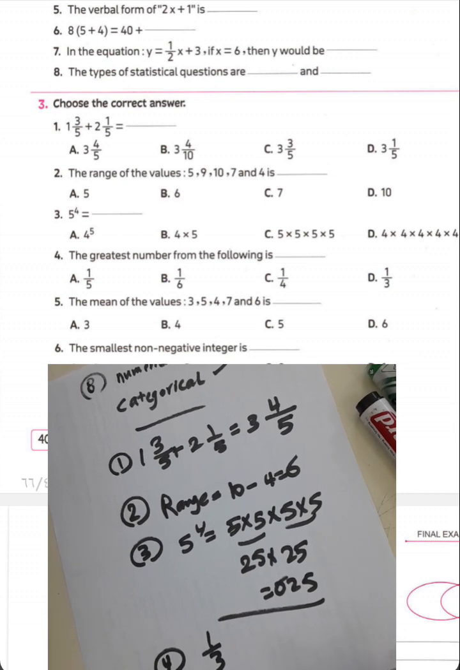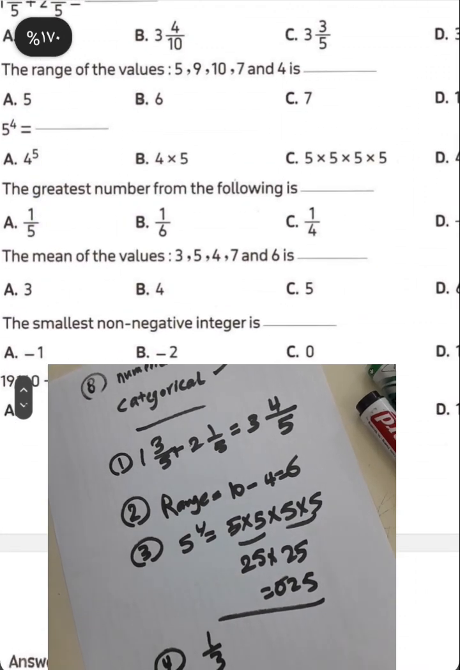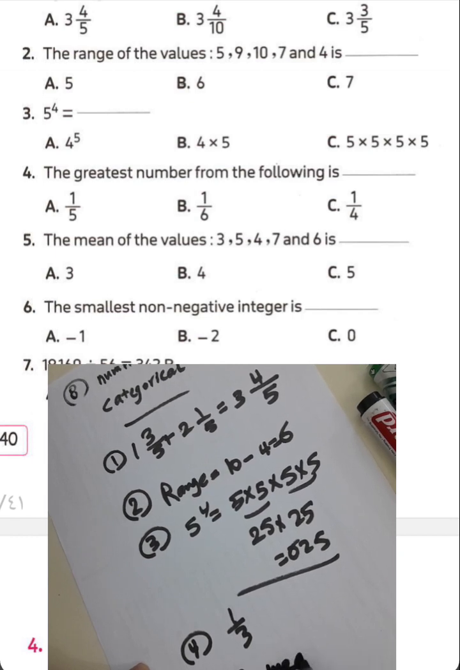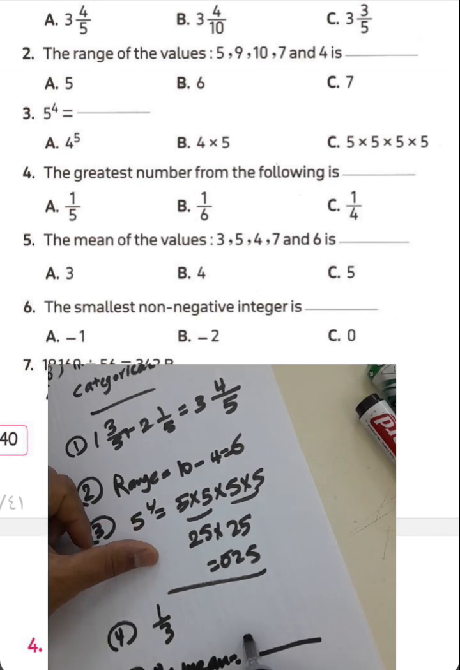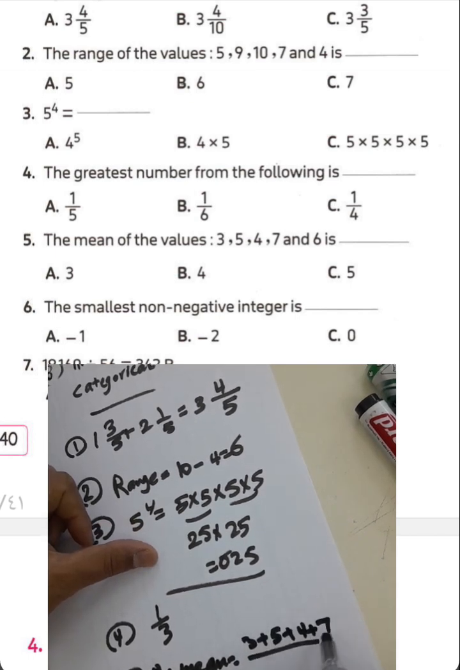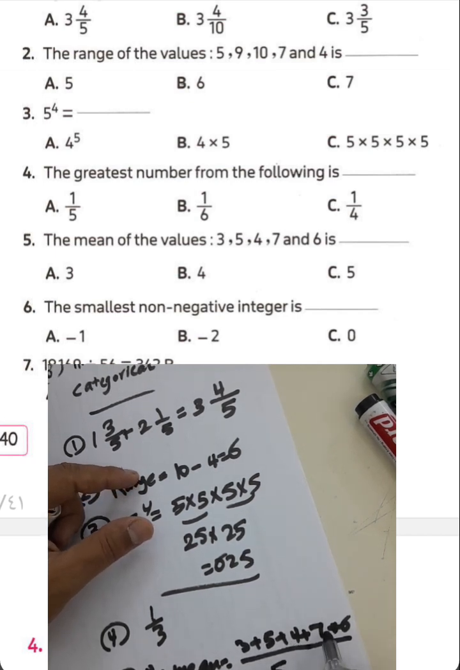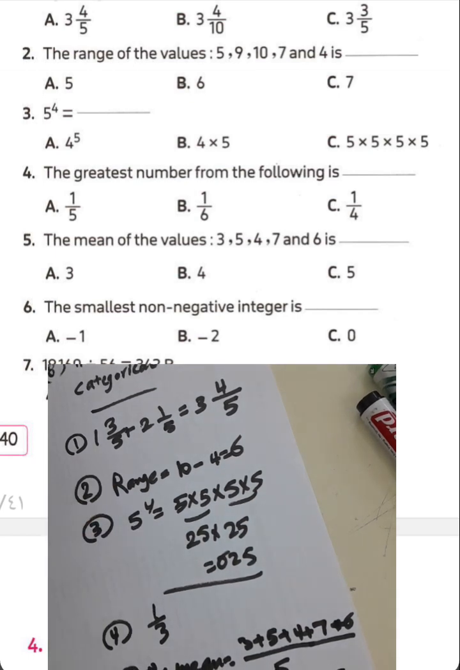You want to find the greatest number from the following. Question number 5, the mean of the values. We want to find the mean. We must add all the values and divide by the number of digits. 3 plus 5 plus 4 plus 7 plus 6, okay. 1, 2, 3, 4, 5. 3 plus 5 is 8, 8 plus 4 is 12, 12 plus 7 equals 19, 19 plus 6 equals 25. 25 divided by 5 equals 5. It's the mean for this example.